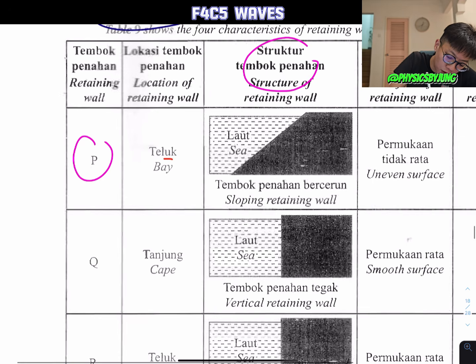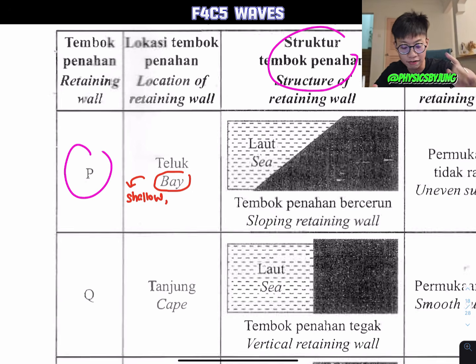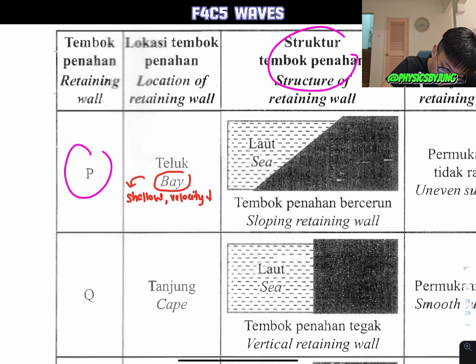Okay, so first we're going to talk about why we want it to be at the bay first. Because at the bay, obviously, it is more shallow. If it is more shallow, what advantage? Shallow means that your velocity of the wave is lower.